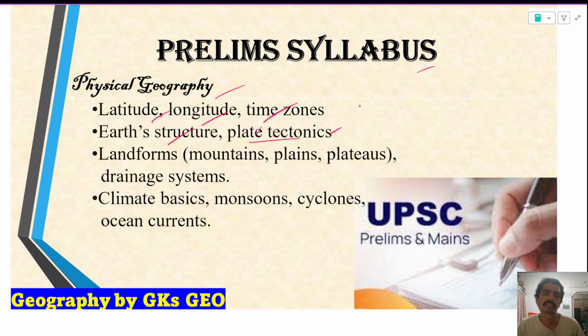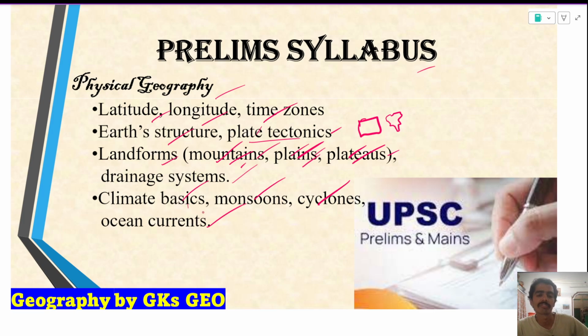Actually, some million years ago, our world's continents were united in a structure like this. Later they were bifurcated due to some movements and tectonic forces. Then landforms, that is mountains, plains and plateaus. In physical geography, how the mountains formed, what reasons cause them to form, and what is meant by plains and plateaus. In India, for example, we can observe the Deccan Plateau, the northern plains, and the Himalayas as mountains. Then drainage systems, then climatic basics, monsoons, cyclones, ocean currents.